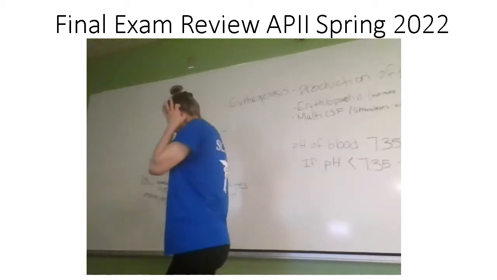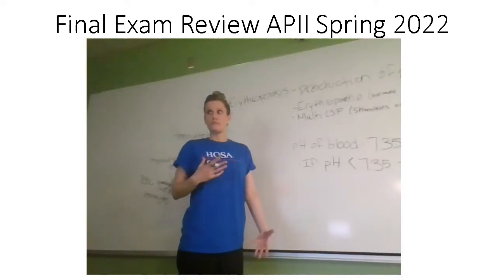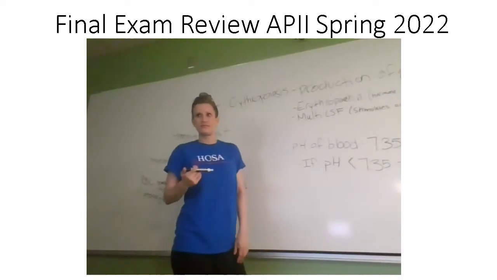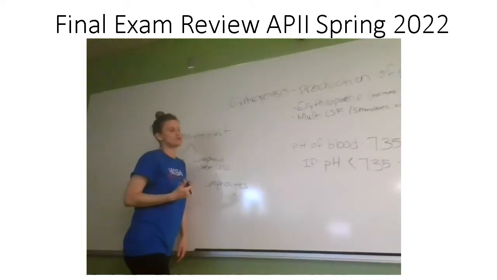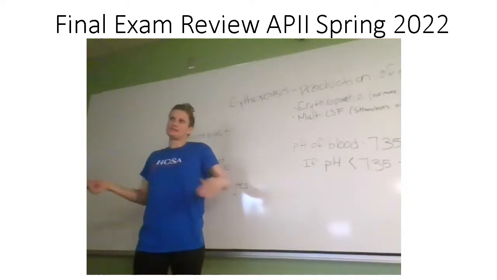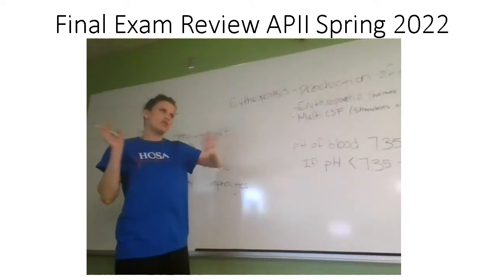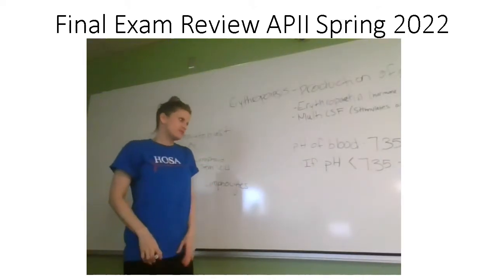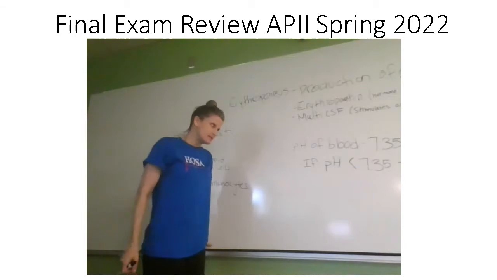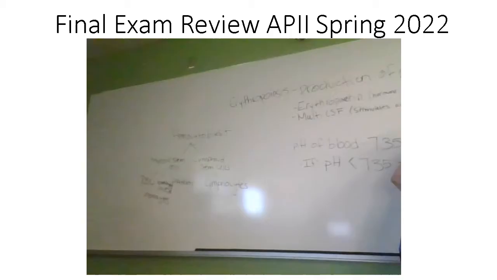Now, does that mean that they have too many hydrogen ions or too few? What makes something acidic? Oh, they would have too many. Hydrogen is what makes an acid, literally. Like hydrochloric acid is hydrogen and chloride. So the more hydrogen ions, the more acidic. So if the pH is less than 7.35, they have acidosis, meaning they have too many hydrogen ions.